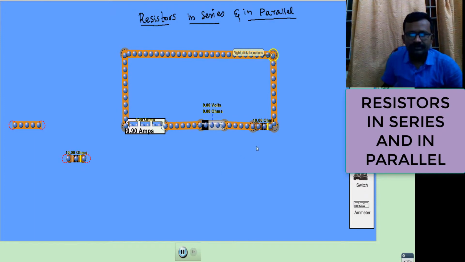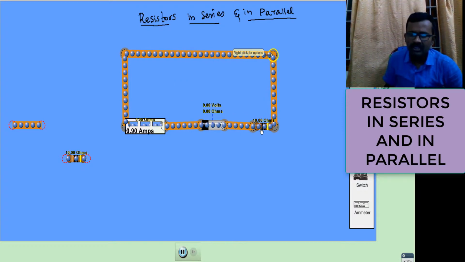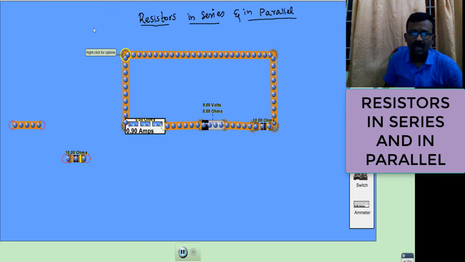Now you observe the circuit. There is 0.9 ampere flowing in the circuit. The value of the battery is 9 volt. The value of the resistor is 10 ohms. The current in the circuit is 0.9 ampere. How did we arrive at this value?